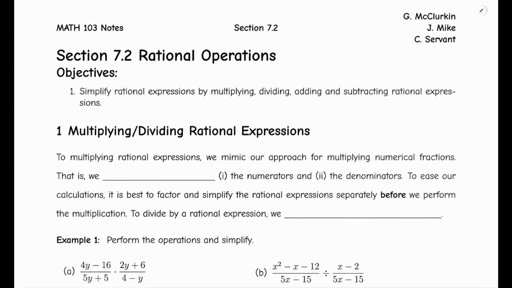Hello, this is section 7.2, Rational Operations. Part 1, Multiplying and Dividing Rational Expressions. To multiply rational expressions, we mimic our approach for multiplying numerical fractions.